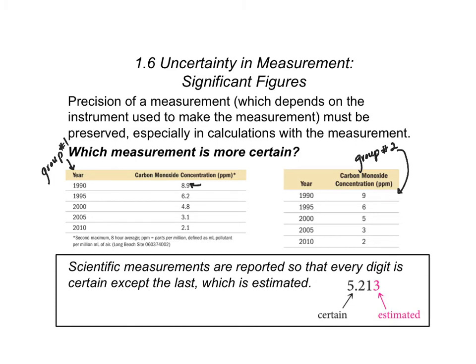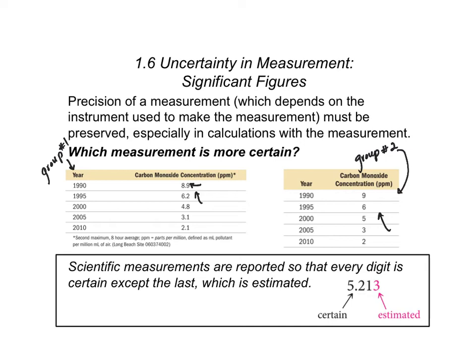Which of these 2 groups has a more precise instrument? The group on the left or the group on the right? Or I guess you're left and right. Yeah, left and right. Okay. So group 1 or group 2? Who's got more certainty in their measurement? Group 1. Why do you think that? Because of the decimal point, right? They report their measurements to which place? The tenths place, right? What about these guys? What can they report it to? Just the ones, right?